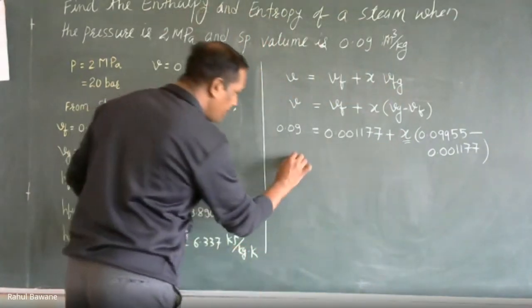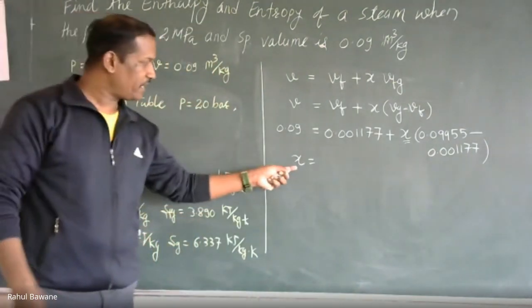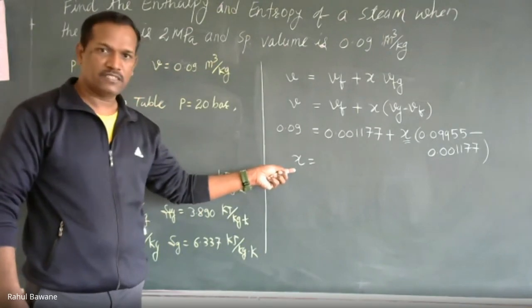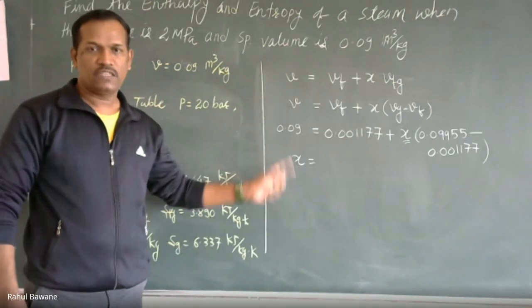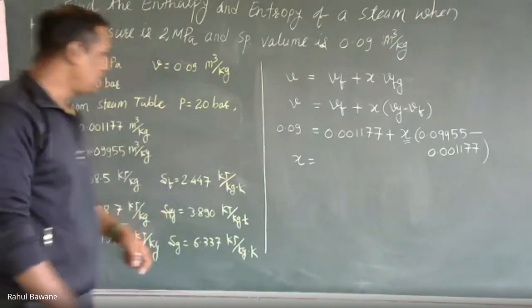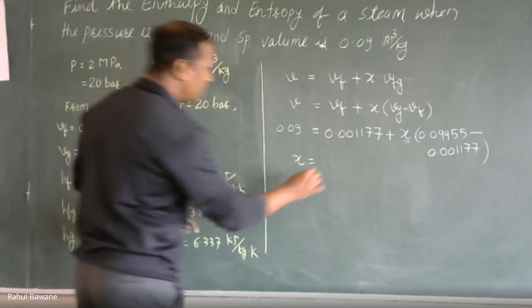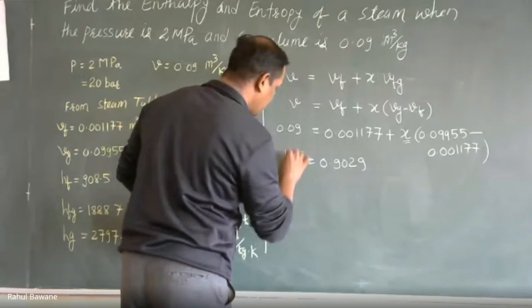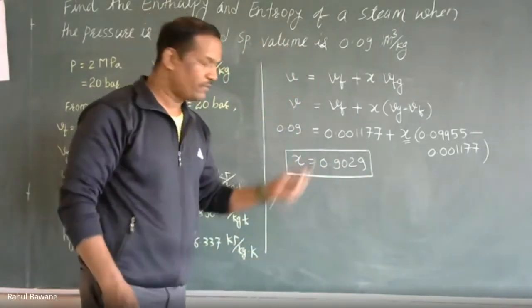If I simplify this, I come to know the dryness fraction. If this X value is 0, our substance is a saturated liquid. If it equals 1, then saturated vapor. After calculating, we come to know that X is 0.9029. That means it lies between 0 and 1, so our steam is wet.